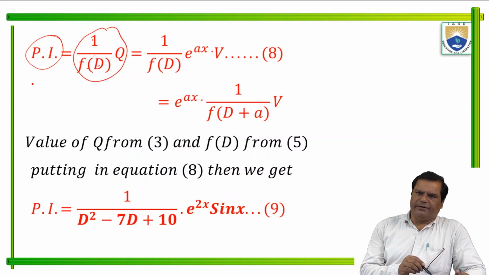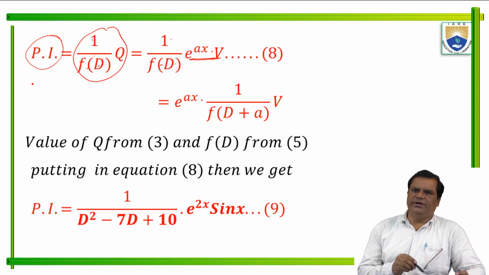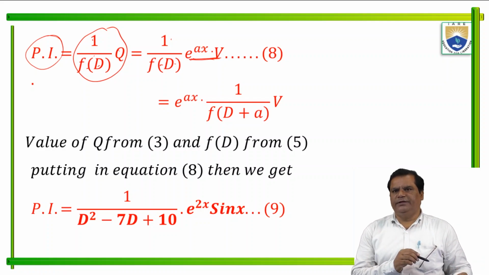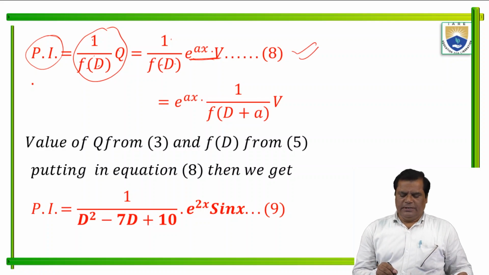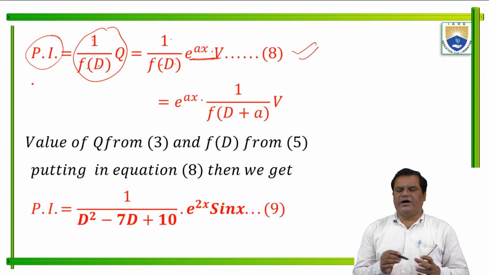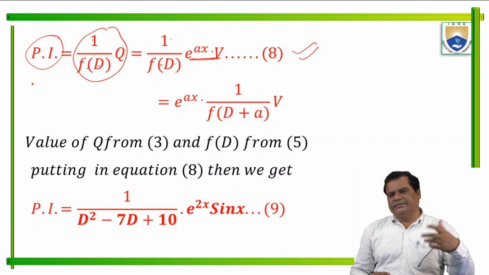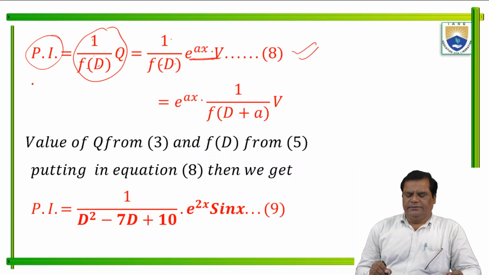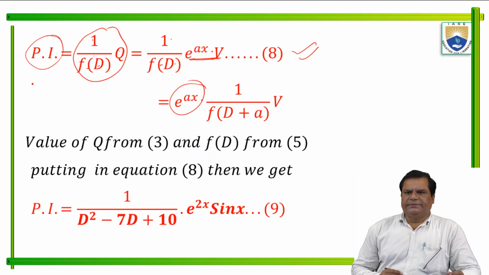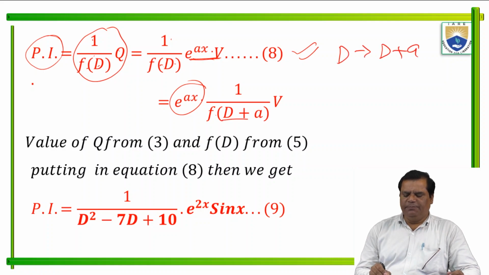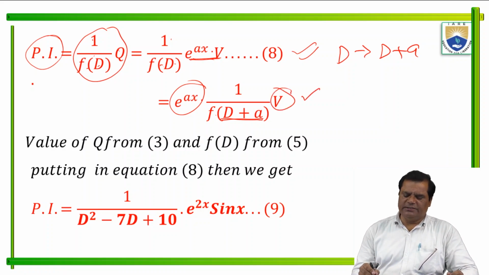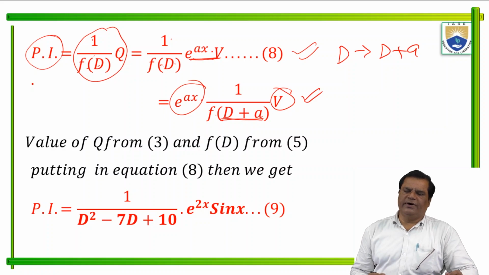So this equals 1 upon f(D) into Q. I am putting the value of Q here, e to the power ax into V. Now here we apply the same formula which we have already discussed: taking the exponential function to the left side and putting D equal to D plus a in f(D). So here f(D plus a), and V is on the right-hand side. So this is the general concept of finding PI for this case.